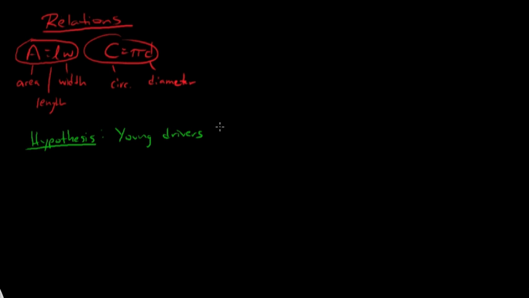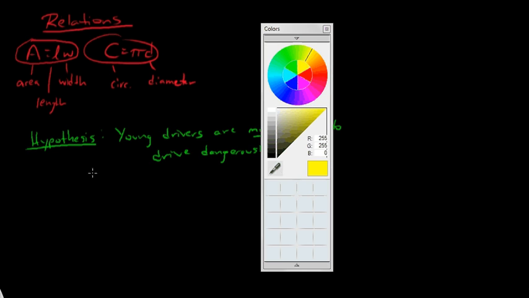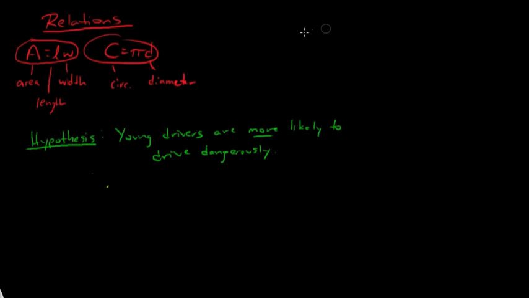are more likely to drive dangerously. And in this particular sentence, I am guessing at the relationship between a couple of variables. The variables include the age of a driver and how safely a driver drives.